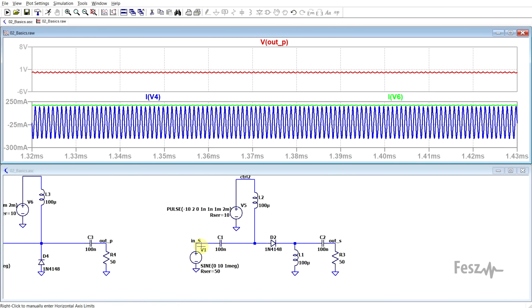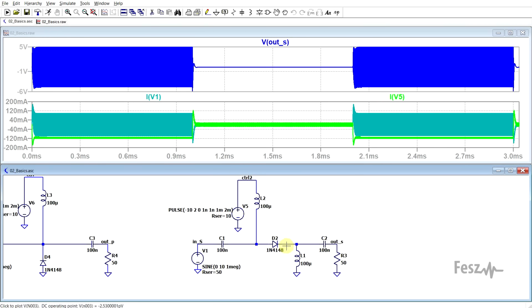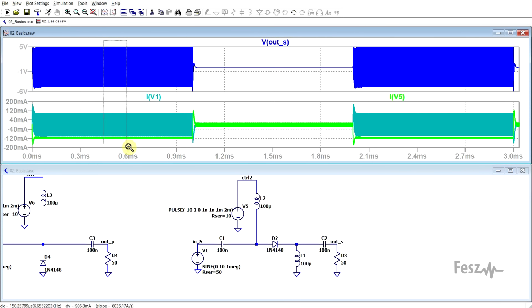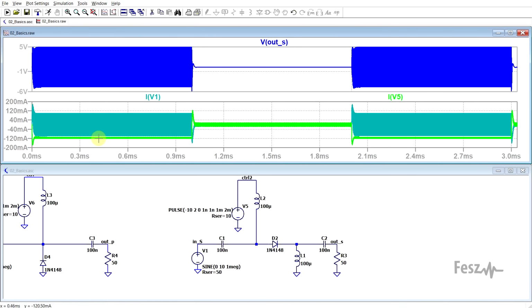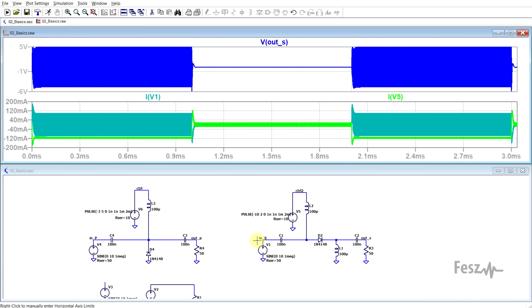For the second circuit, we are getting our diode to conduct when we apply a current, so V5, which is larger than the incoming signal, about 100 and something milliamps. So both diode-based circuits do work and are achieving the target of either switching an RF signal on or switching it off.